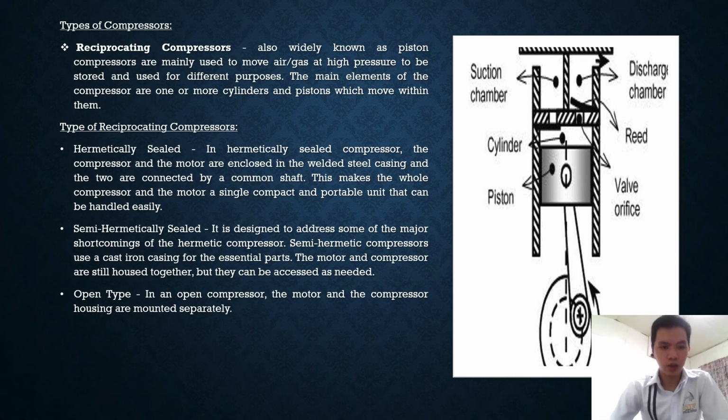While the last one is the open type compressor. It is an open compressor wherein the motor and the compressor are mounted separately. The purpose of this is so that compressor components are easy to access for maintenance and the cost of the shell can be avoided.